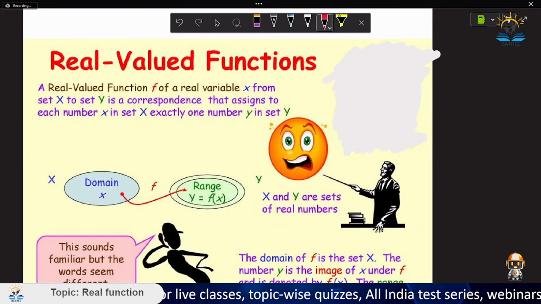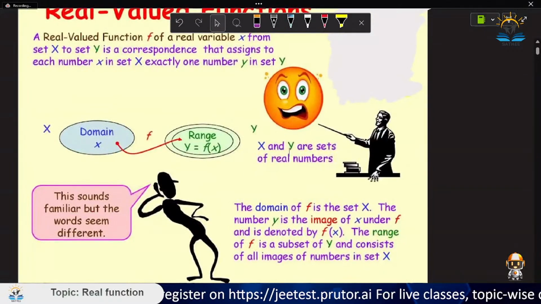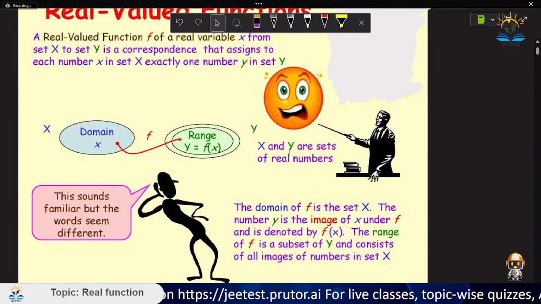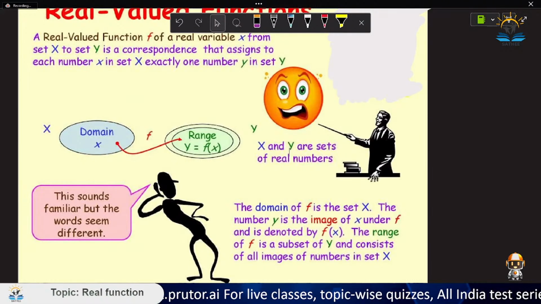First of all, a real valued function, as the definition says, is a variable x from set X to set Y, a correspondence that assigns to each number x in the set X exactly one number y in set Y. As you can see, the definition is a bit complicated. What we can understand by this definition is that there is only a single y for a single x, right? So it does not have to repeat its value.